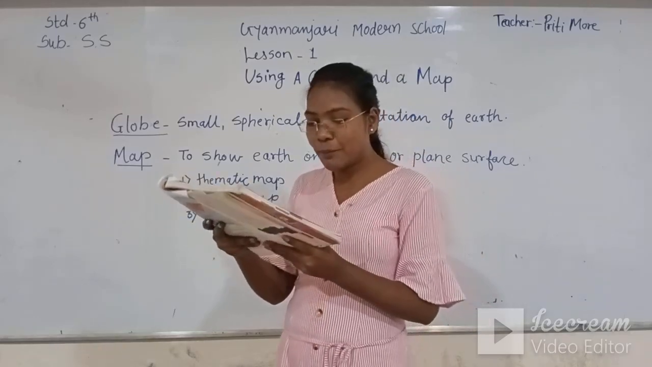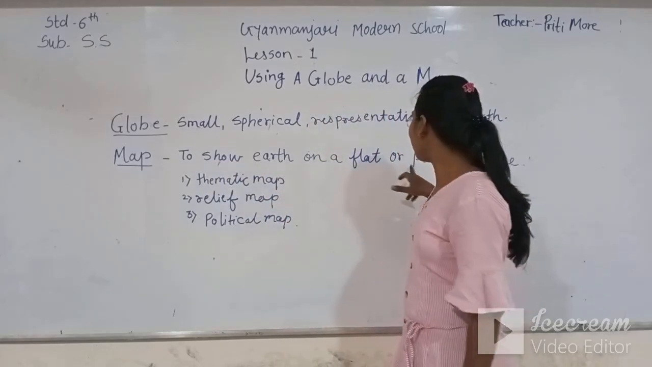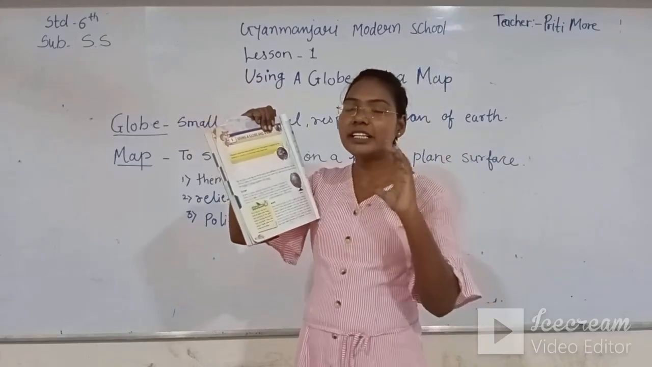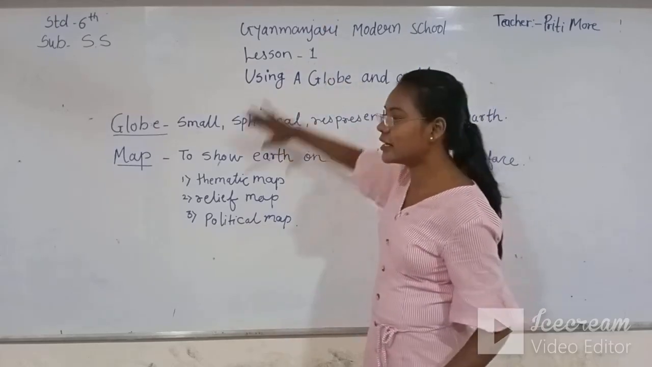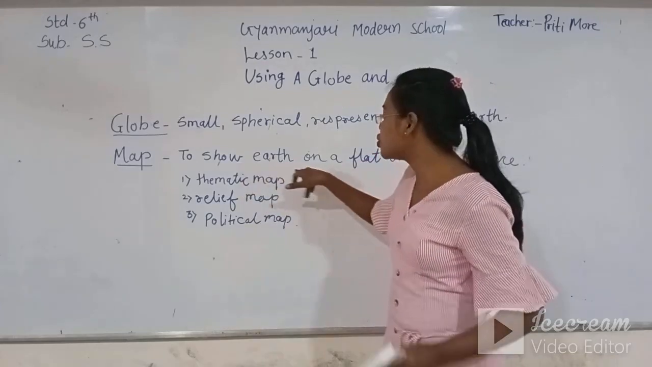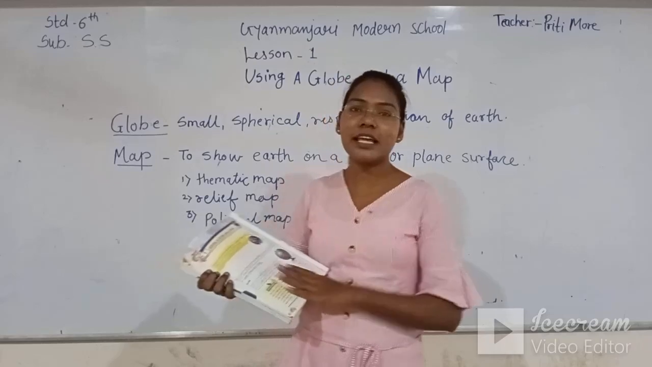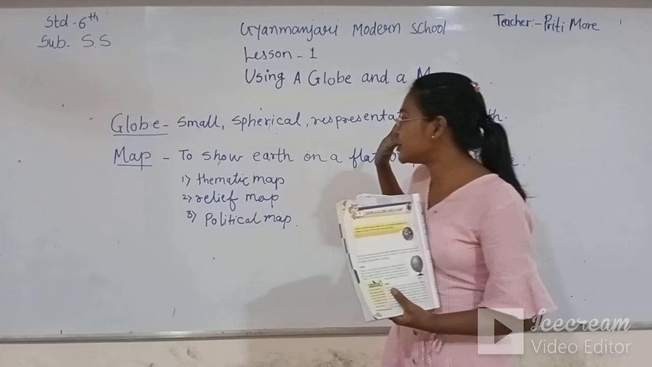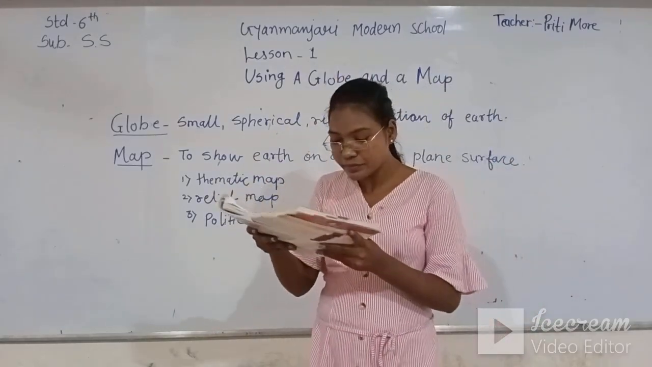Right? Now see the map. What is a map? A map shows the earth on a flat, plain area. The globe is 3D and spherical, and it can rotate. But the map is flat like a paper, flat like this book. The map shows the earth on a flat and plain surface. It is not 3D. It is like a paper.